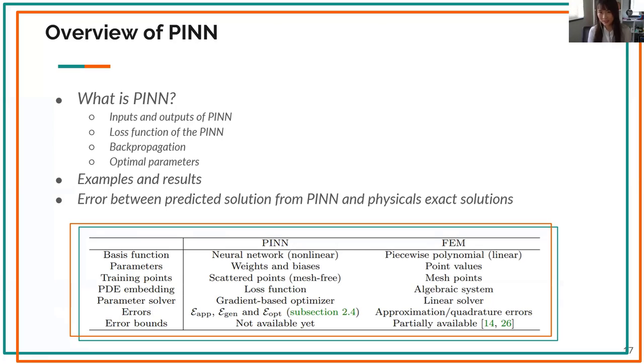And here is a very quick comparison between PINN and some other simulation methods, for example, the finite element method. So for PINN, we just need to know that it's based on its parameters, the weights and biases, the loss function, and most importantly, it doesn't rely on a mesh. It's mesh free. And then here is mesh free.